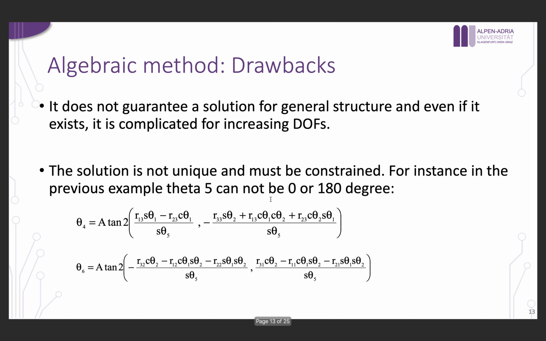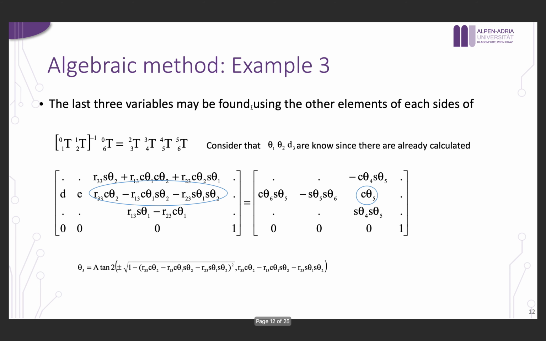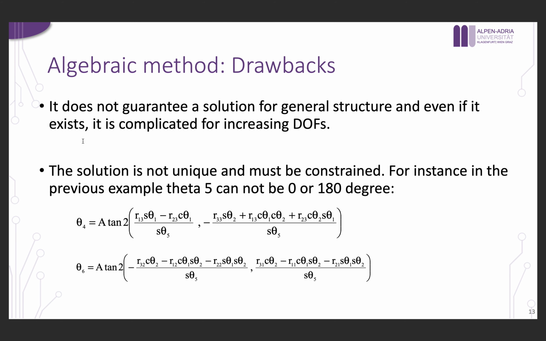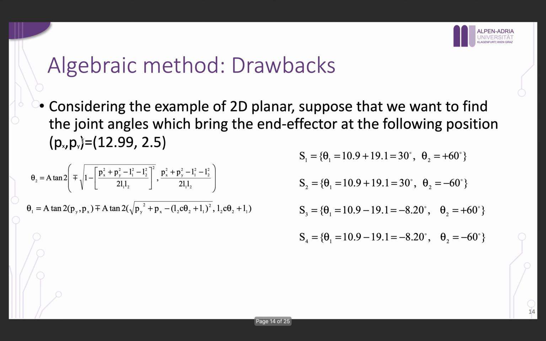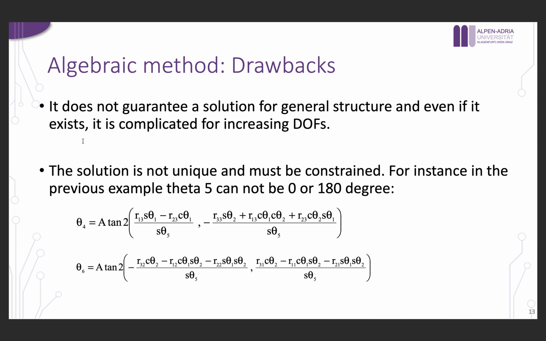So in general, we can find theta 4, 5, and 6 using only the first or the second multiplication, which is 0, 1, 1, 2. Now there are drawbacks of the algebraic methods. The drawback is, like always, when you solve equations, you can get many solutions, not all unique solutions.